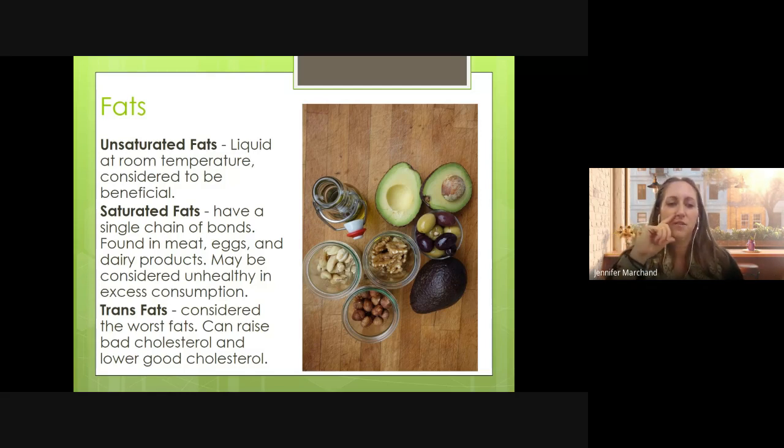Your saturated fats are going to have a single chain of bonds. They're typically found in our meats, our eggs, our dairy products. They may be considered unhealthy, but only if you're eating them in mass quantities. And then lastly, you have trans fats. These are considered like the absolute worst fats possible because they can raise our bad cholesterol and lower our good cholesterol.